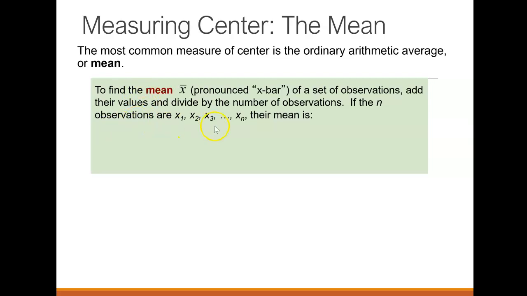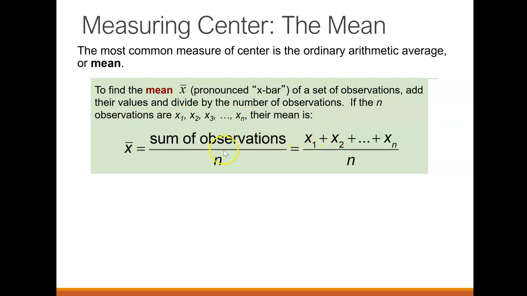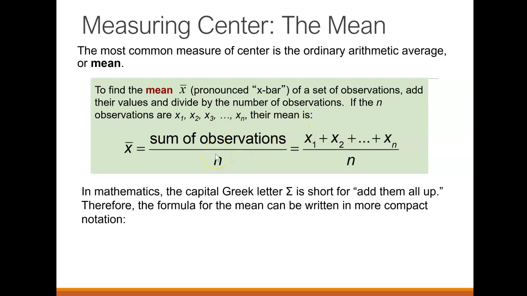So if we have n observations, I label those x1, x2, x3, x4, all the way to xn. The mean is the sum of those observations divided by n. So one way that we'll often represent these formulas in statistics, where we end up having to add things up, is we're going to use this sigma notation.